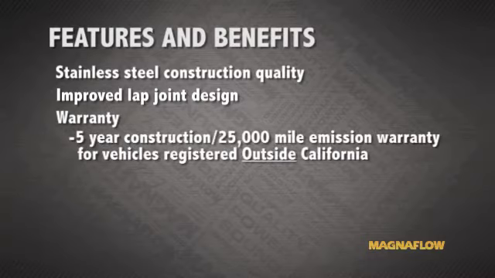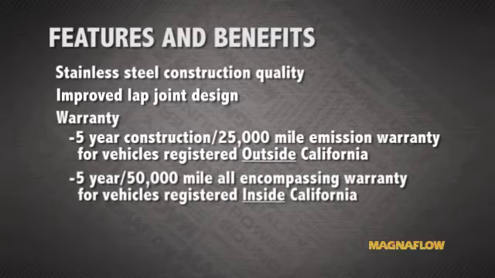For vehicles operated outside the state of California, we have a 5-year construction warranty and 25,000-mile emissions warranty. For those vehicles operated and registered in the state of California, we have a 5-year, 50,000-mile warranty all-encompassing.